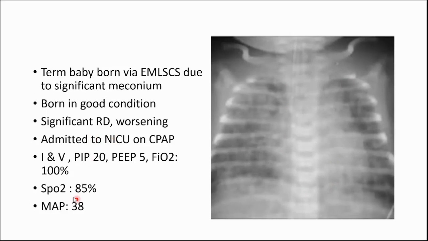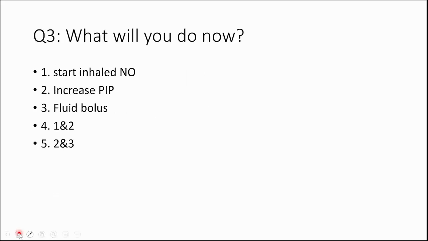And also, as you know really well now, the MAP of 38 is not going to help you, even though this baby is a term baby, because we are dealing with a component of PPHN here. So you have to go up in this. So the correct answer is increase in PIP, and then you will give a fluid bolus initially, because it is the initial stabilization. You are not going to start inhaled nitric oxide straight away, okay? So yes, basics before high tech, okay?